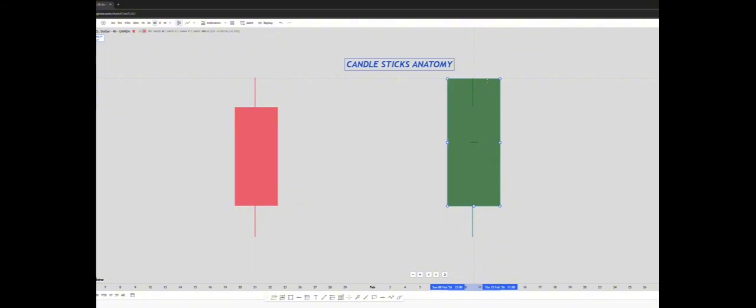What now happened? The sellers also come again. They try to fight. They push the market down towards this zone. And this is where the market closed. So sometimes a bullish candlestick was a bearish candlestick before the sellers took over and pushed it up. So you can see how this battle happened.